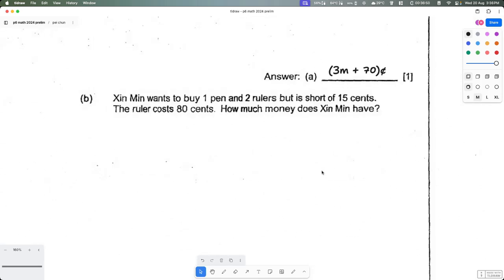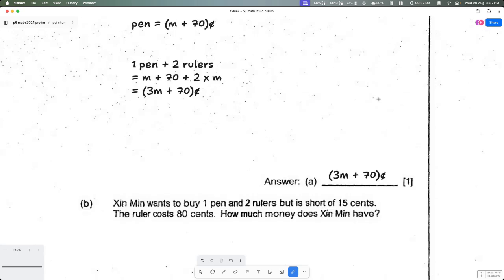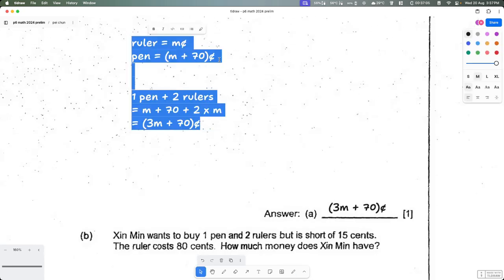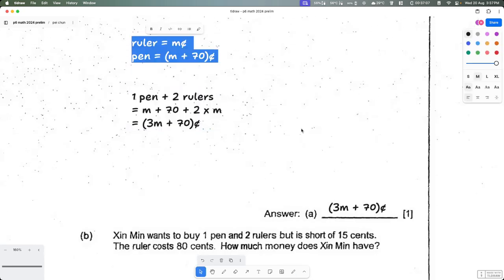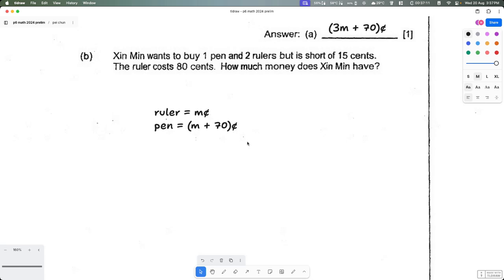Okay, let's move on to part B. Part B says Xingmin wants to buy one pen and two rulers but is short of 15 cents. The ruler costs 80 cents. How much money does Xingmin have? From what we gathered here, let me just copy this first. Okay, so the ruler is 80 cents, so that means m is equal to 80 cents, right?